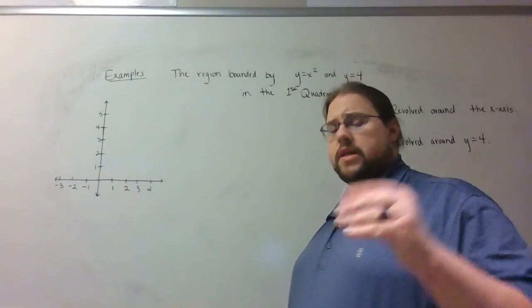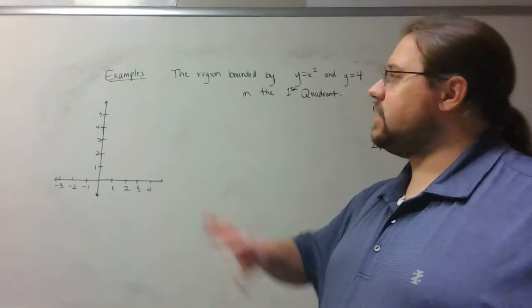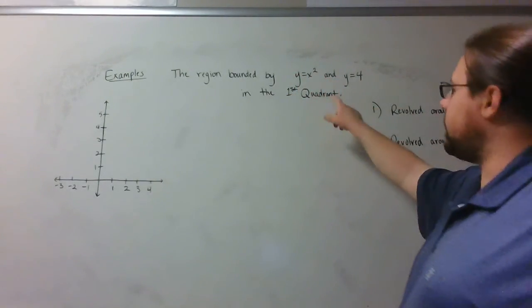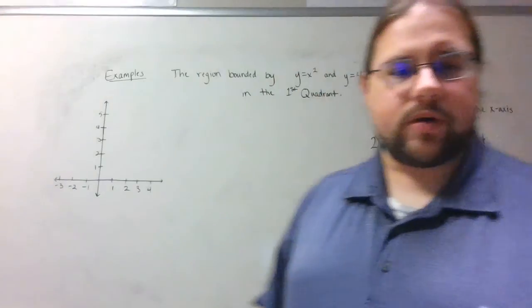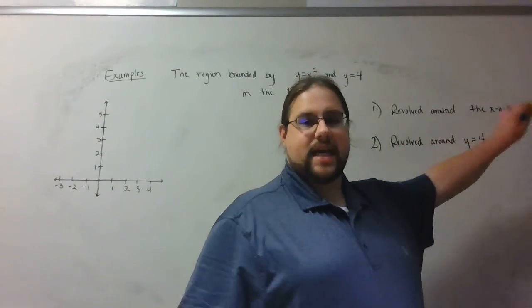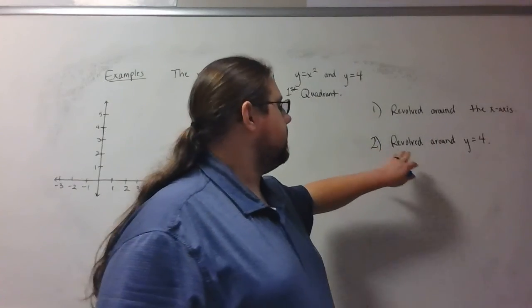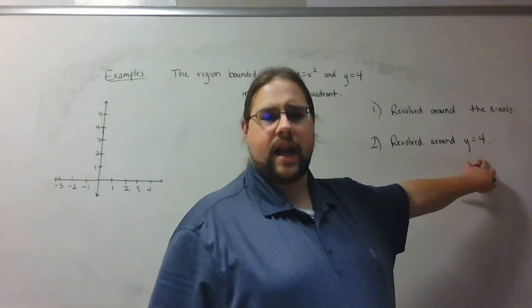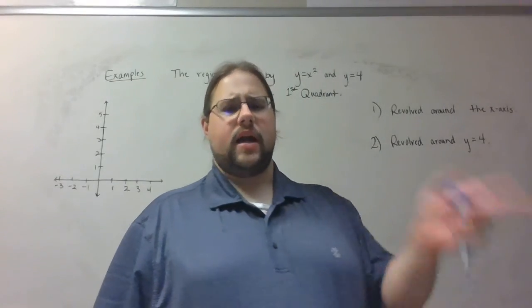So I'm going to do just a couple more examples. And what I'm going to do this time is the region bounded by y equals x squared and y equals 4 in the first quadrant. And the reason I'm going to do this one a little bit differently is because I'm still going to do one around the x-axis, which will be fine and dandy. The one that I wanted to really focus on was when I revolve it around something that's not an axis. In this case, y equals 4. And I'm going to show you that in a minute.